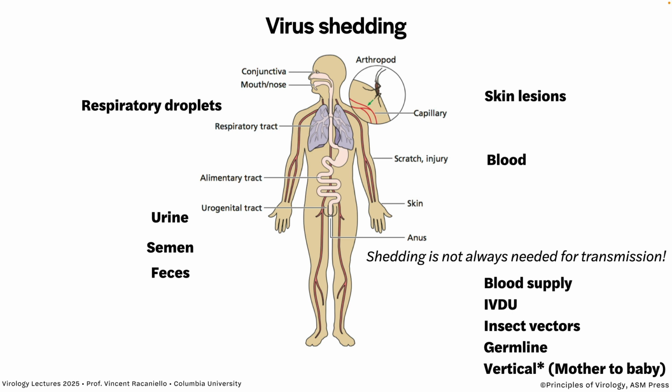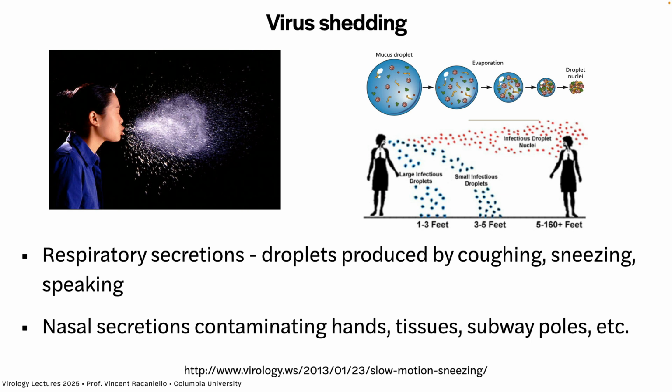So the blood supply, right? If you have a contaminated blood supply, you give people viruses in the blood, you're transmitting virus. Intravenous drug use can transmit infection without shedding. Insect vectors, germline transmission, and vertical from mother to baby via the placenta. No shedding involved.